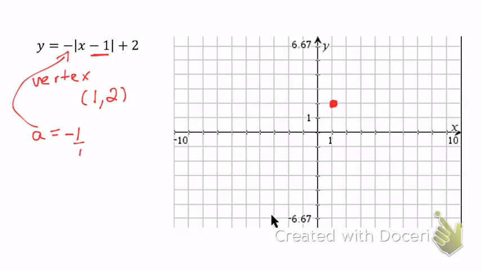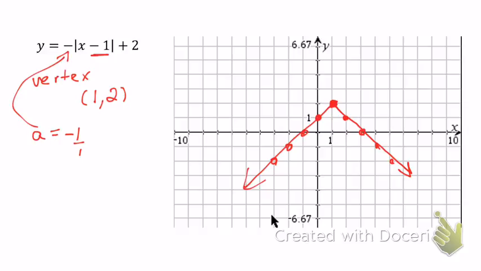So from my vertex, I'm going to go down 1, right 1, down 1, right 1, over and over and over. And that will give me half of my graph. The other half I'm going to find by going down 1, over 1 in the opposite direction this time. Down 1, over 1, over and over and over again, until I can connect my dots and make an upside down V in this case.